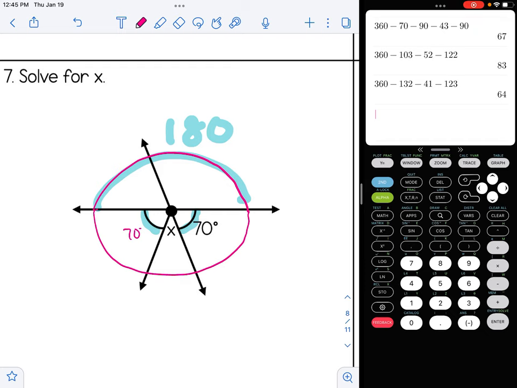So I have a few different ways I could do that. I could utilize that 180 up top. I could not use it and just use the 180 degrees on the bottom. Either way, x is going to come out to 40 degrees.